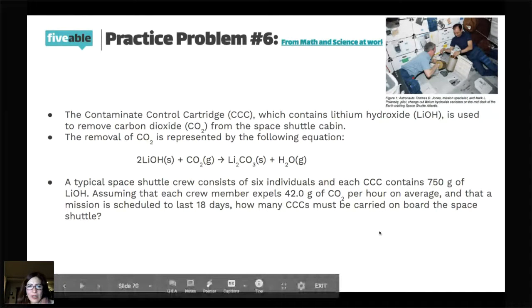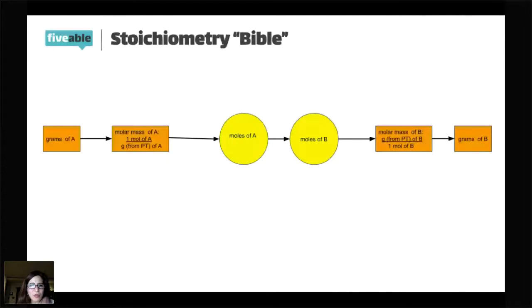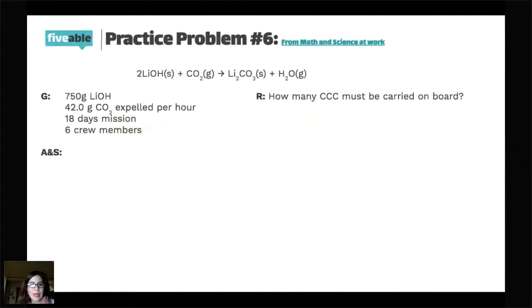Okay, so let's organize our data, and of course it's going to be a grams to grams problem again. So we organize our data, and that's what we have. The first thing that we need to think about is which one is our limiting reactant. Which one you wouldn't like to run out of?